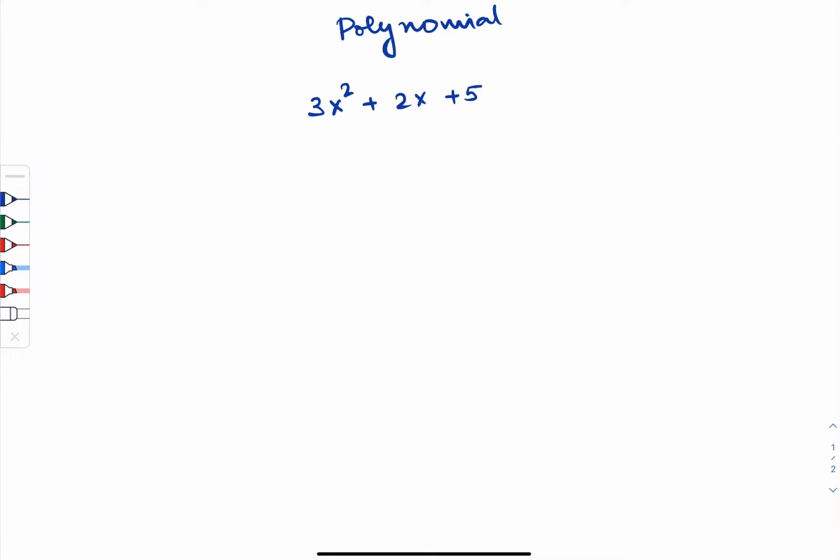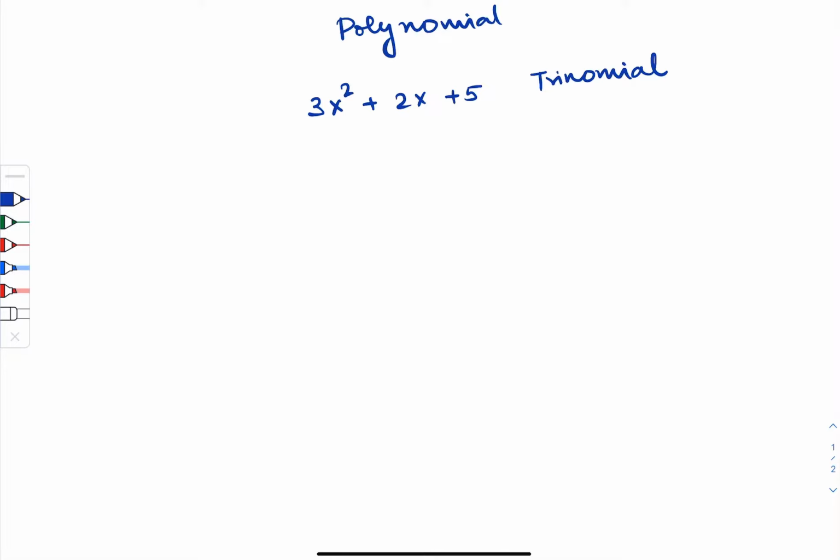Why? Because you see you have an x squared out here, you have an x out here, and then you have basically no x, right? So you have different powers of an unknown term. Now, since you have three terms out here, technically this would be a trinomial.